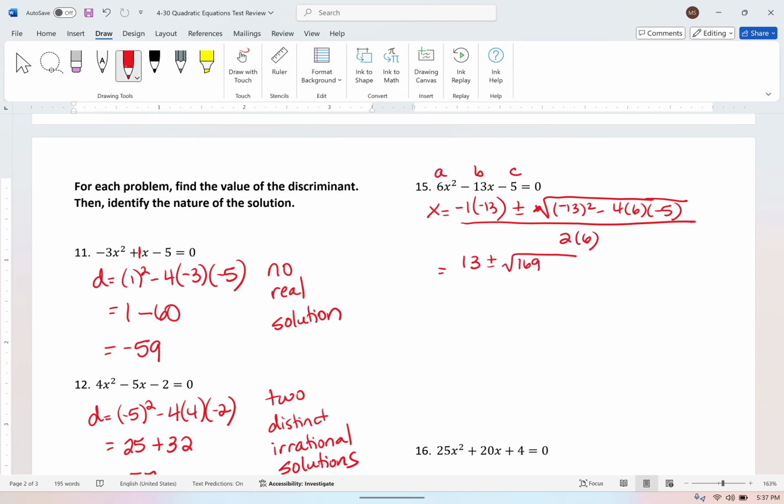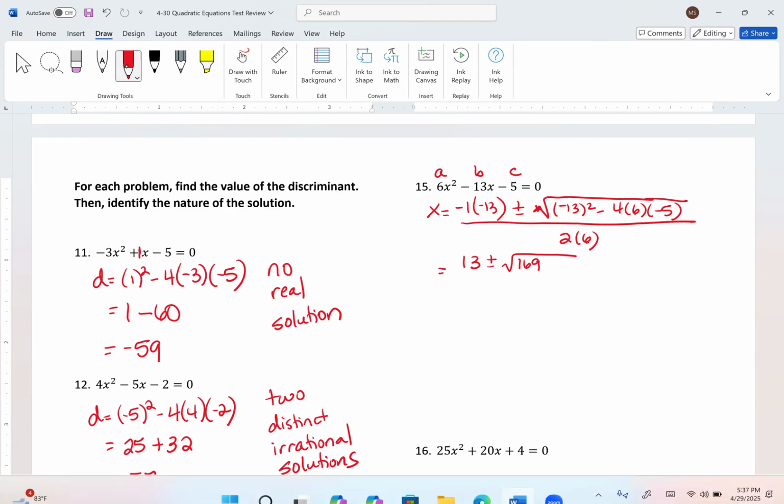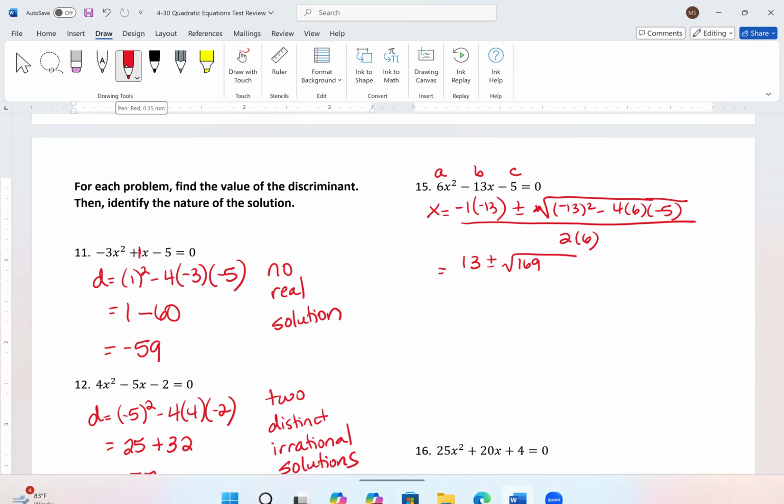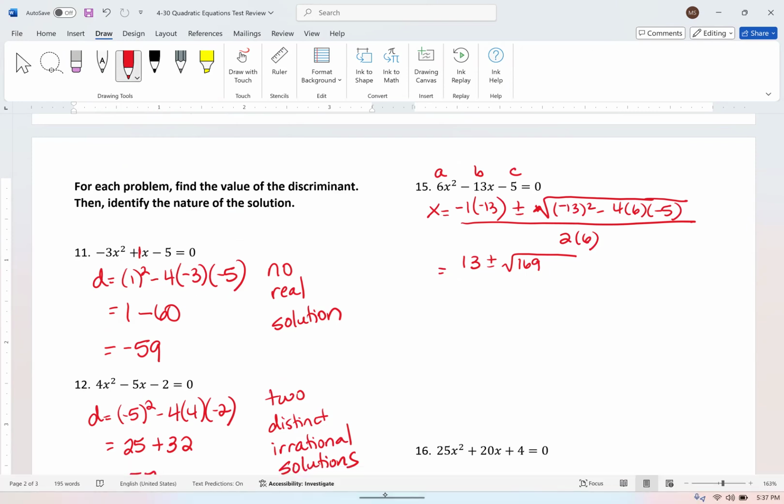Negative 4 times 6 times negative 5. That would be, if you use your calculator, that's probably a good idea. Whoop, let's see here. Looks like I lost my calculator. Put it back up here.